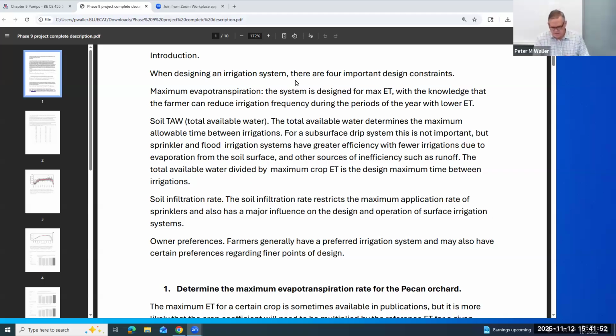And then the last constraint is owner preference. Farmers generally have a preferred irrigation system, maybe even preferred sprinklers, maybe even preferred nozzles, and also might have other preferences regarding the design. So it's very important to talk to them about what they want. Even if there's a better system than what they want, often they don't want that better system. They want what they want. So generally, the system they get is the system they want.